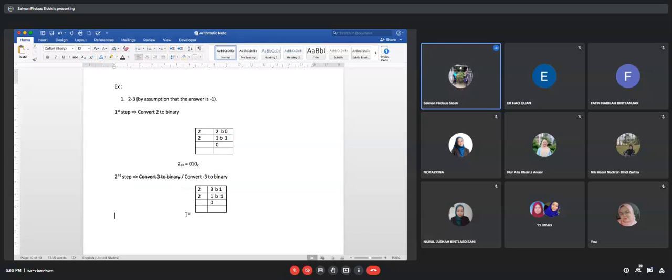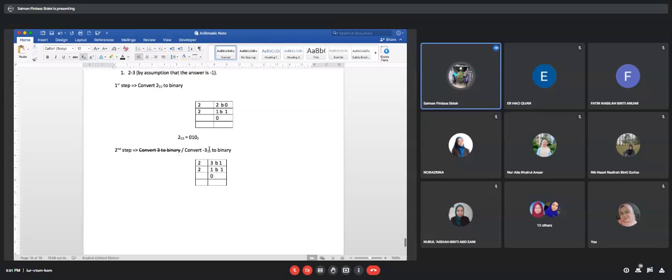So we find out 3 first. Okay, 3 base 10 is equal to 0011 base 2.